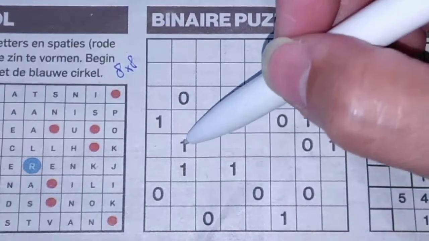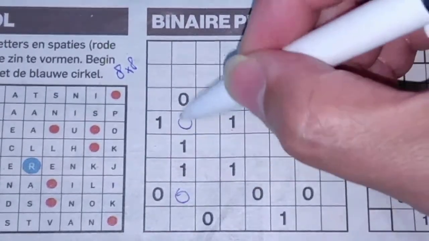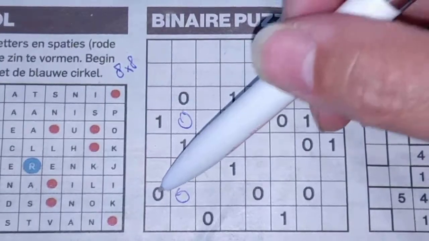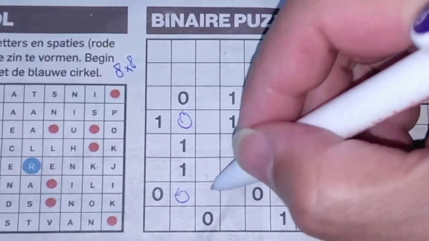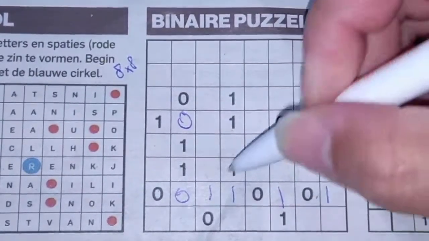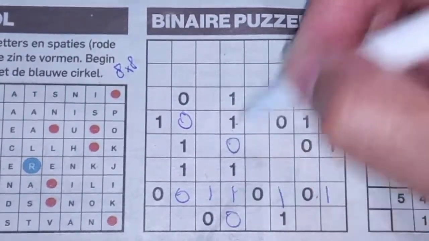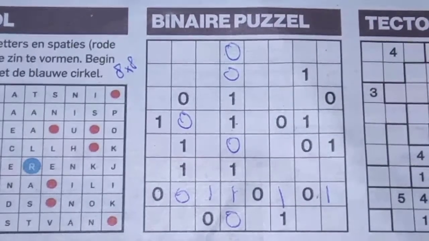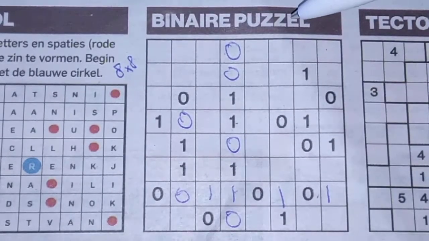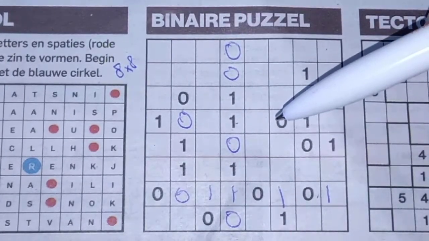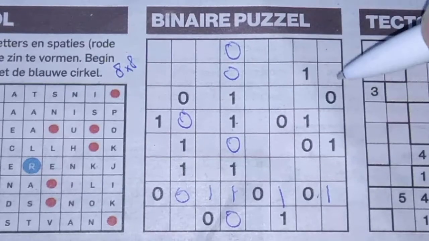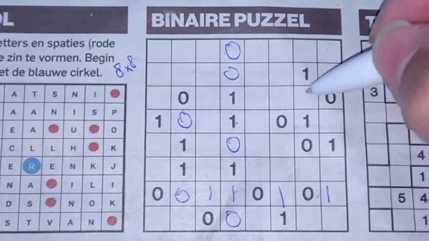We have here a double 1, here no, there no. I see here 4 zeros, so the rest are ones. I see here 4 ones, so the rest are zeros. Then, let me see, between 2 ones comes a zero.